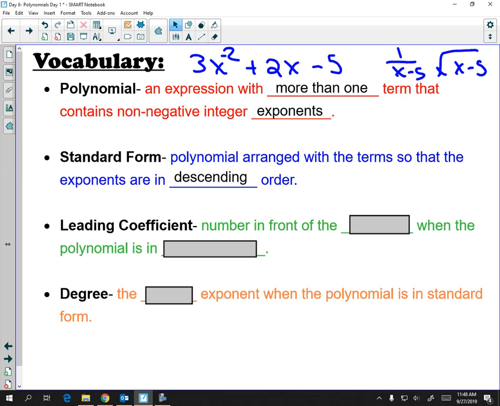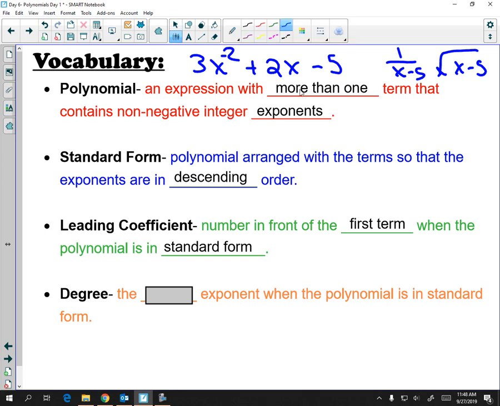A leading coefficient is the number in front of the first term when the polynomial is in standard form. Be careful, because sometimes they will give you something like negative 2x to the third plus 5x to the fourth plus x minus 7. The leading coefficient is not negative 2.